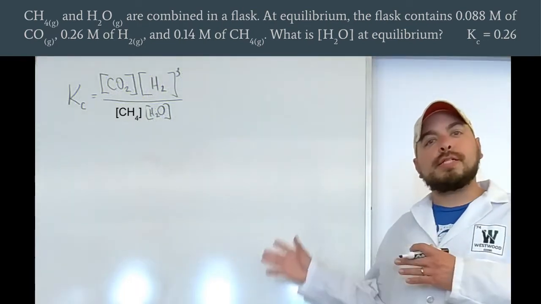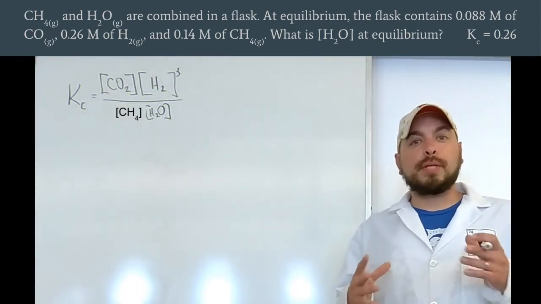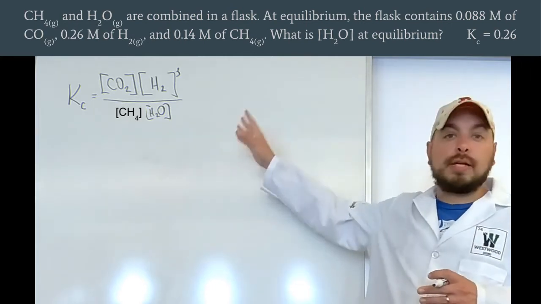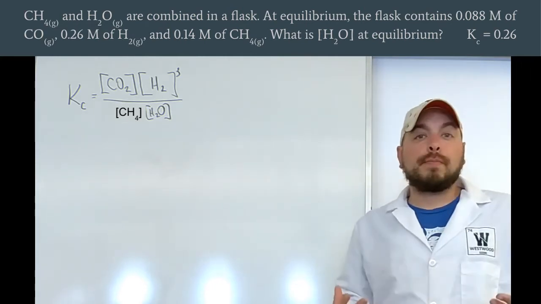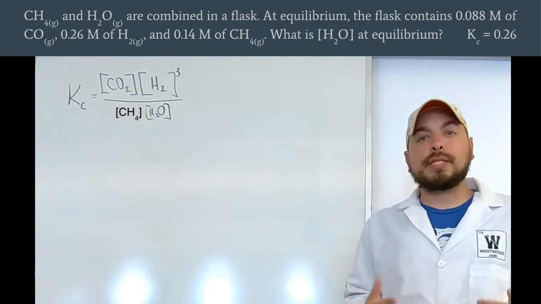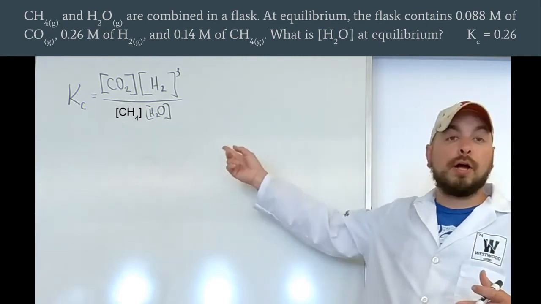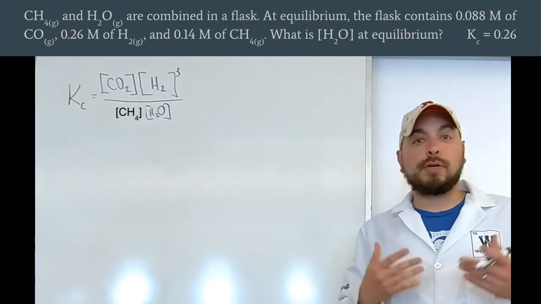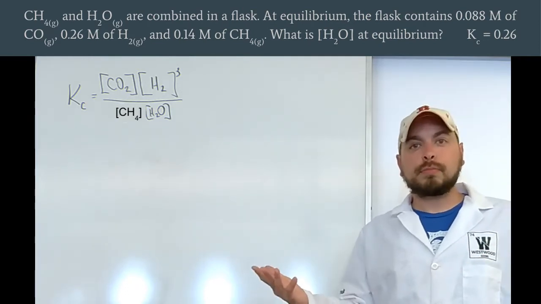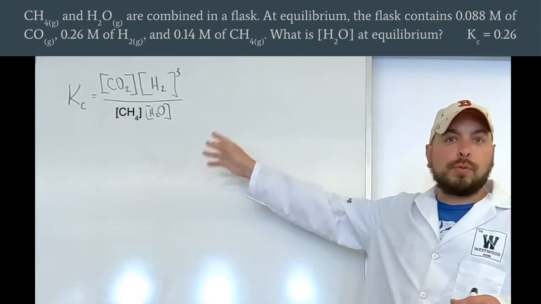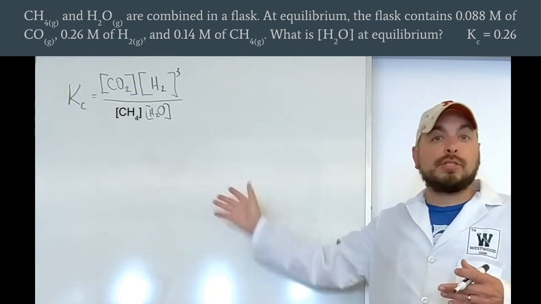In this situation, we don't need to use a Rice table because I'm given equilibrium values already. I don't need a Rice table to find them because I'm not given initial values. I'm already at equilibrium. I'm just looking for the unknown, which in this case is the concentration of the water in the air. As a result, what we're going to do is simply plug in and solve.